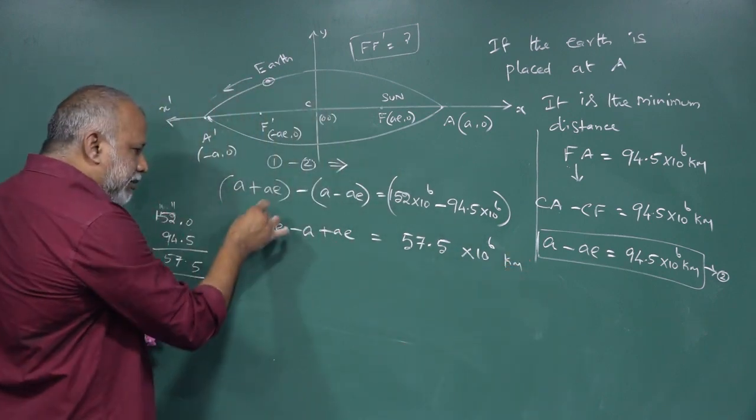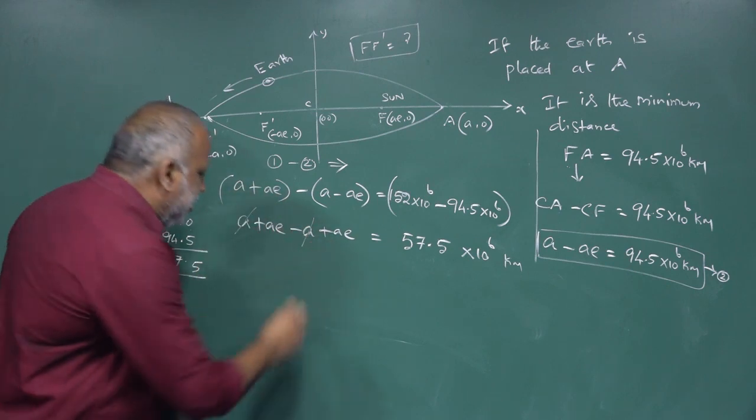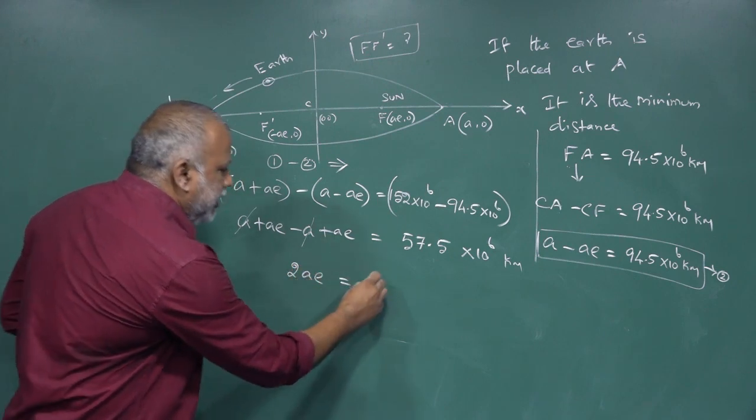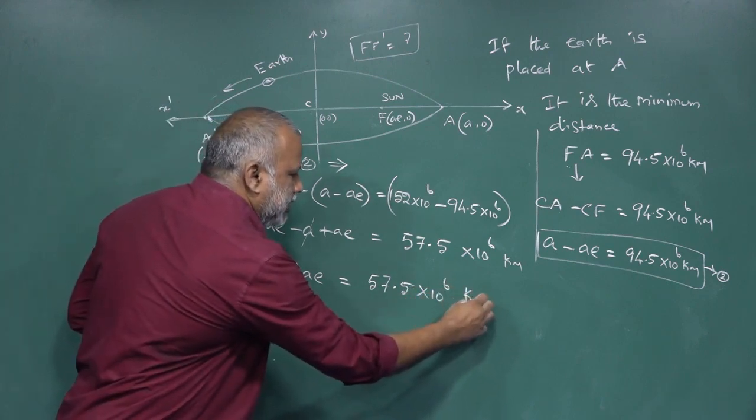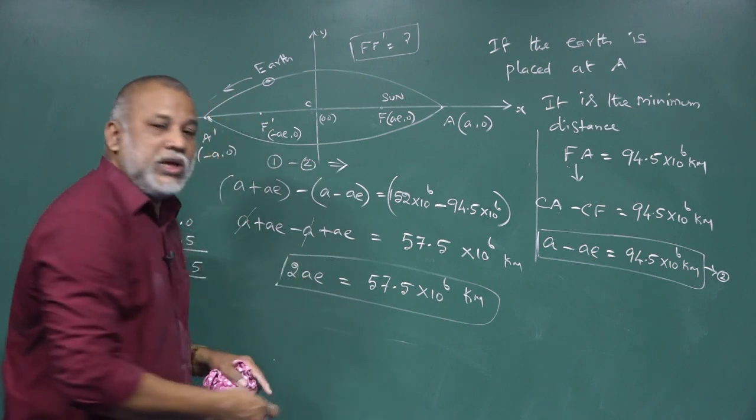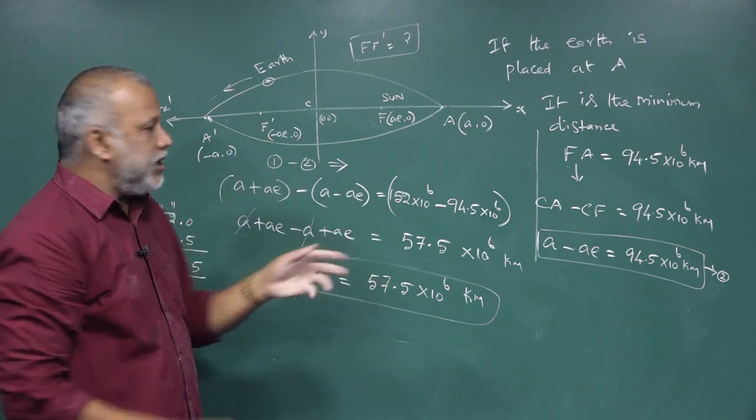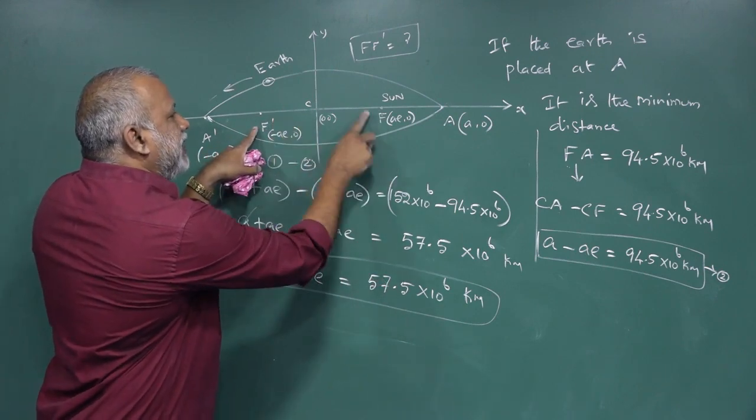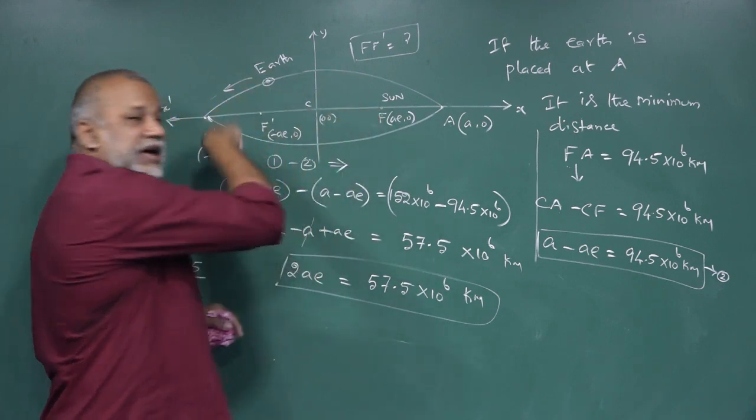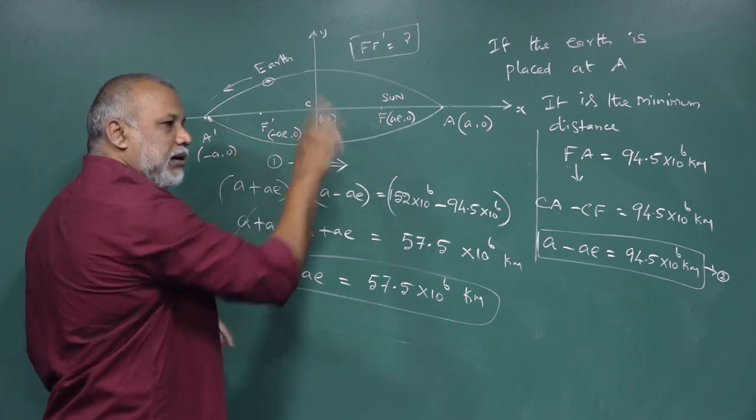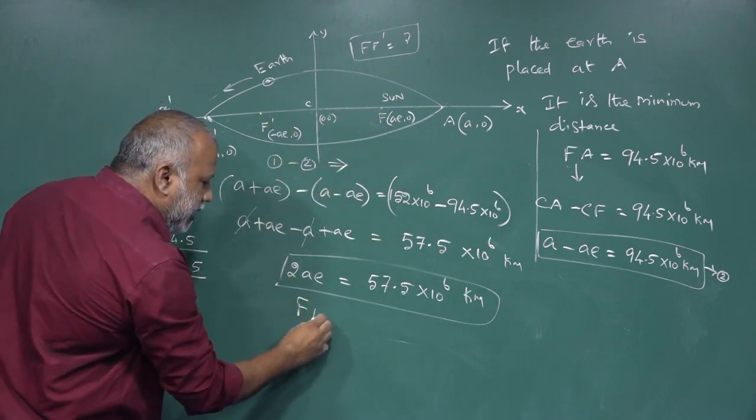So now what is the meaning? A, negative A will be removed. AE adding with AE, we can get 2 times AE is equal to 57.5 into 10 to the power 6 kilometer. So here 2 times AE. See here, CF is 1 AE, CF dash is 1 AE. So this is nothing but FF dash. So FF dash is nothing but 2 times AE. So we need the distance between the sun and the other focus. Already the sun is placed at one focus. So we need FF dash. So 2 times AE is nothing but FF dash.